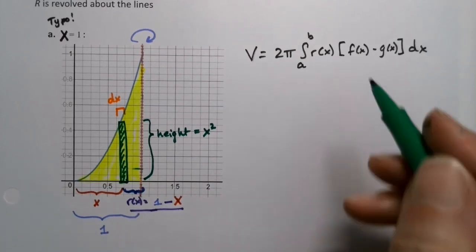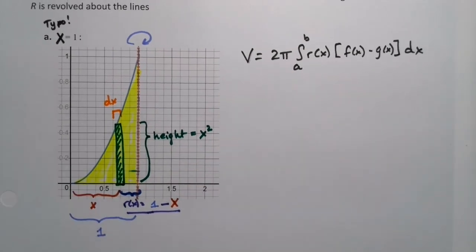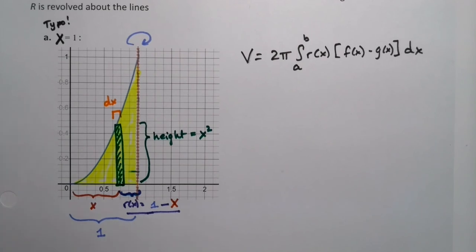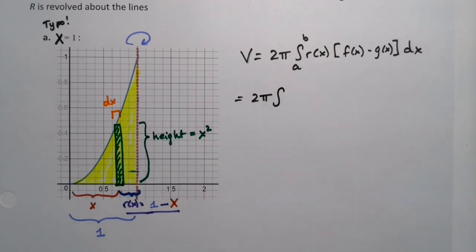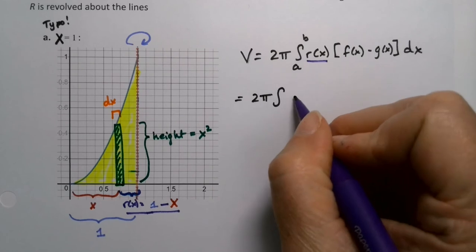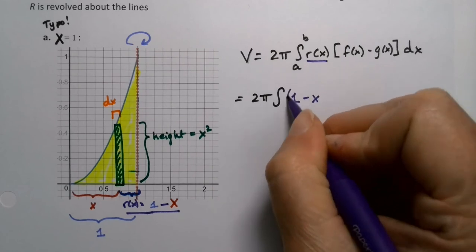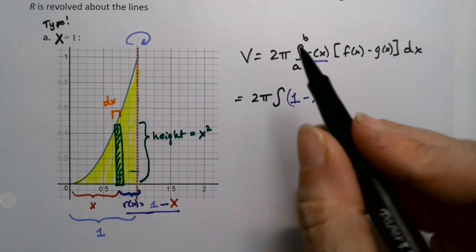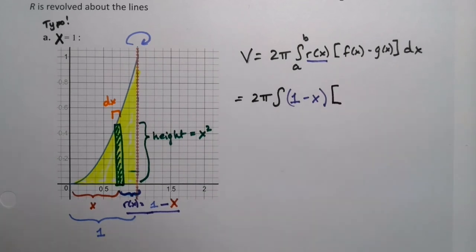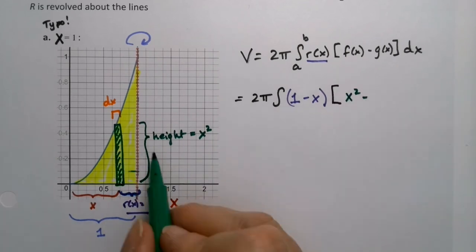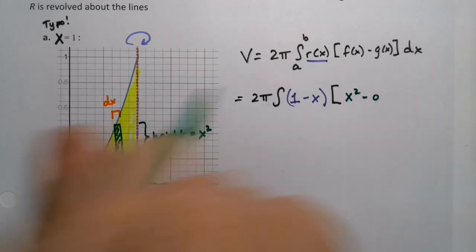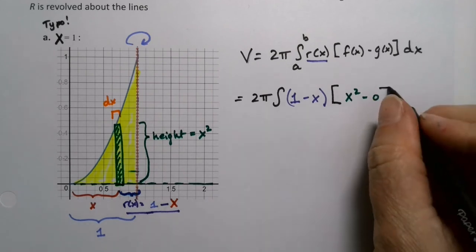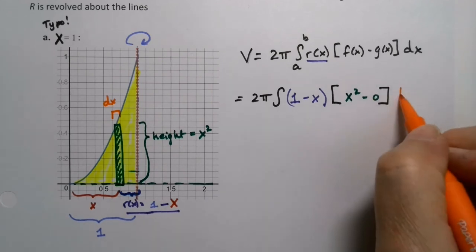Right? So if you want to think of it in terms of, here, let me write this out. So this is 2 pi integral, I'll figure out my a and b in just a second, but I know that r of x is 1 minus x, there's r of x, times, and then f of x is x squared minus 0, because this line down here is 0. So it's 0 if you want to think of it that way. And then I know it's dx because that was locked in.